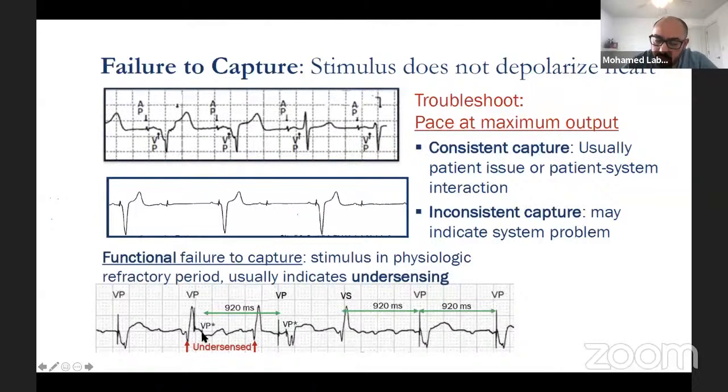It's not because there's a problem with the device or sensing or the capture threshold. This is because you delivered ventricular energy in the ventricular lead during the time that the ventricle is refractory, and it indicates under sensing. So you're not sensing these ventricular activities.